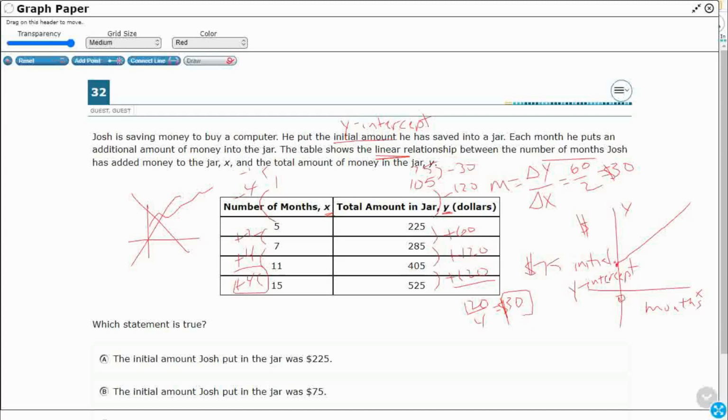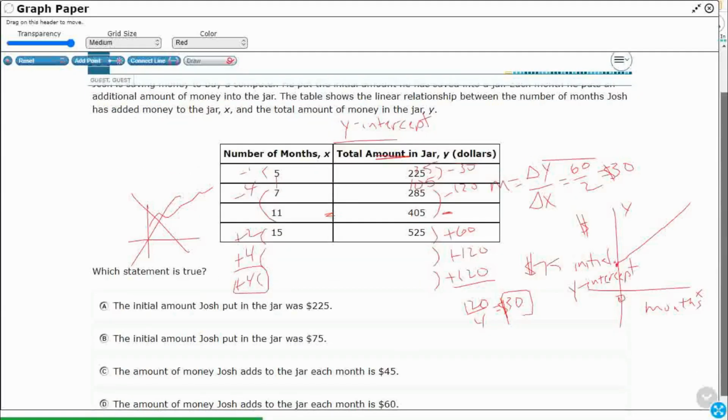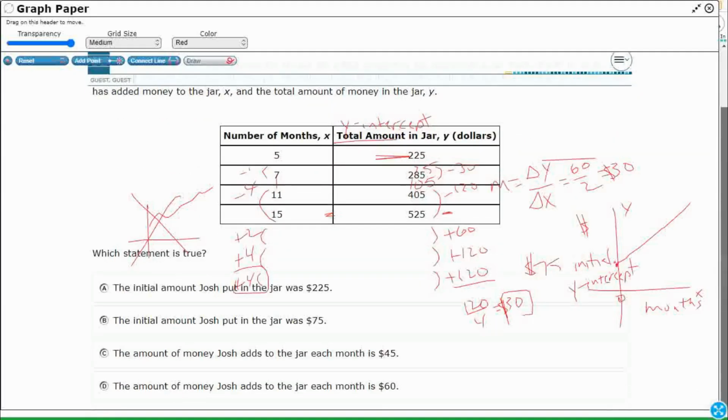So it took a little bit of work. You can't just visually look at a graph. But we found the initial amount, $75, the monthly amount, $30. Let's take a look at our answer choices, right? This is incorrect. This looks good. And then both of these are incorrect, right?